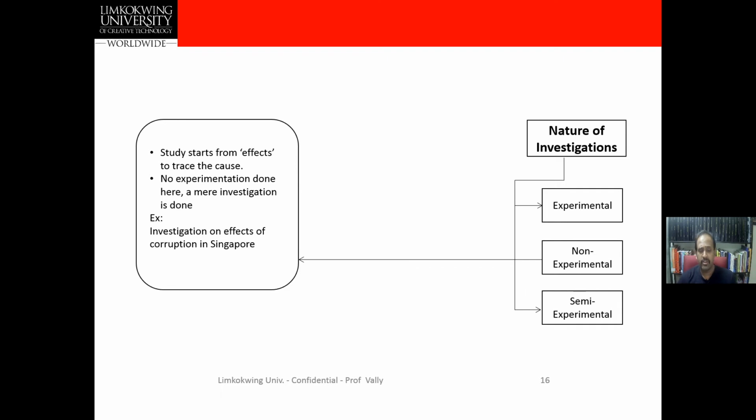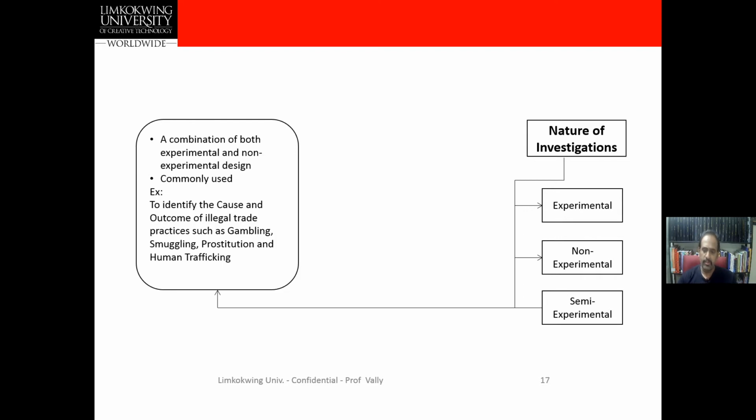So we go from the effects to trace the cause. We would like to know what the cause of it is. This is called non-experimental. Then we have semi-experimental. Here it's a combination of both. We are trying to find both the cause and the effect of it.